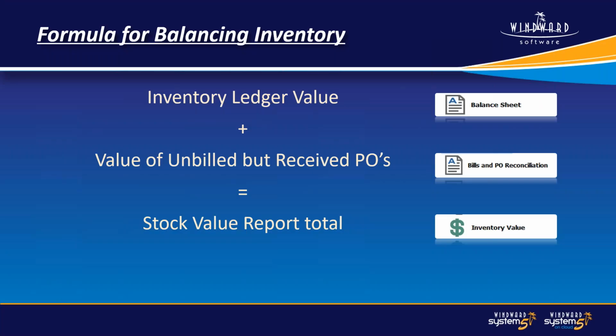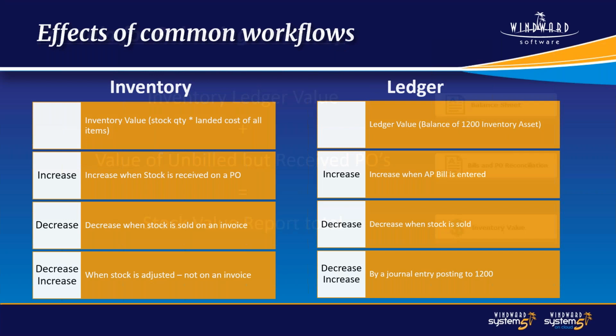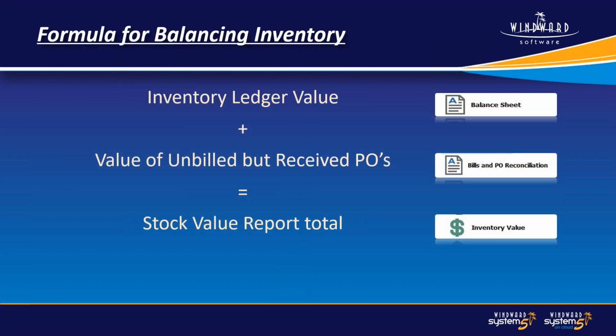So let's go back to here. You take the total value of any unbilled but received POs and add it to your balance sheet number. Once you've done that, you should have a total to compare to your inventory value report.